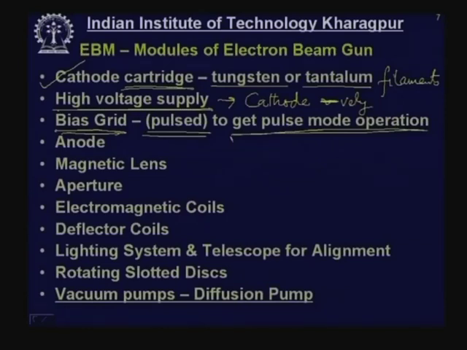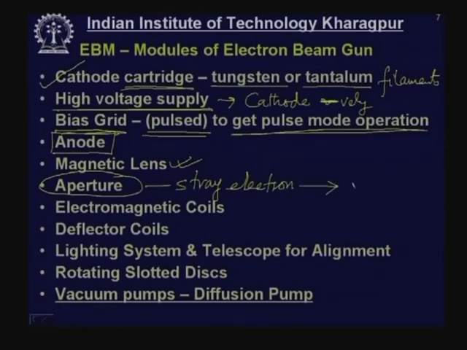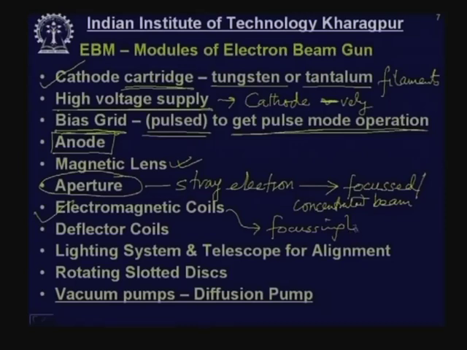Following the bias grid, there is an anode, magnetic lenses which concentrate the beam, and an aperture which captures the stray electrons. Why do they capture them? So that we get a focused and concentrated beam. Then you have electromagnetic coils, which work as a focusing lens. Then we have deflector coils, which can deflect the beam by a small amount. We require a lighting or illumination system and a telescope for alignment. We also require rotating slotted discs, so that the electron beam gun does not get damaged because of the production of vapor during machining. And as has been mentioned a number of times, the whole system has to be under vacuum.